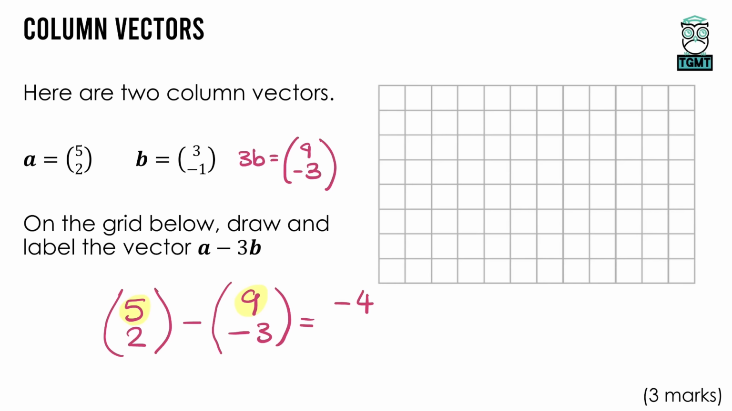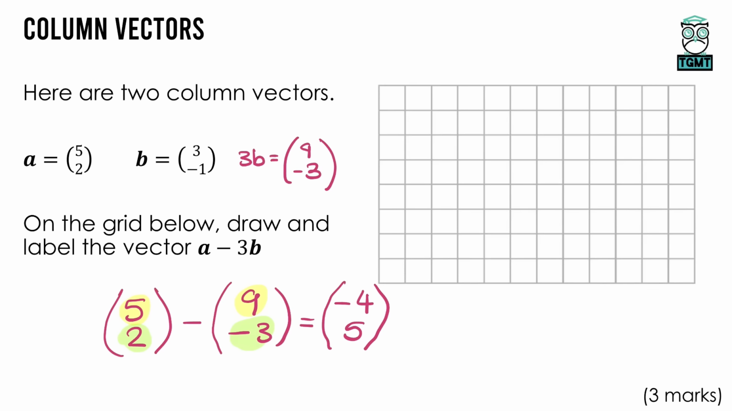On the bottom, we obviously have 2 different numbers, but I'm going to look at those together. So 2 take away -3. I can just type that into the calculator as well. I don't need to worry about that double negative. 2 take away -3 is +5. So 5. So this vector here actually means left by 4 and up by 5.